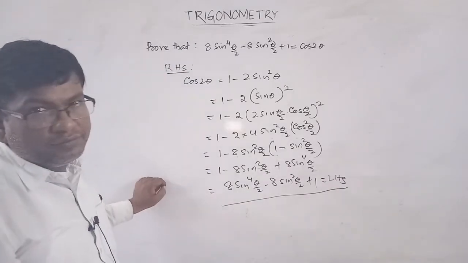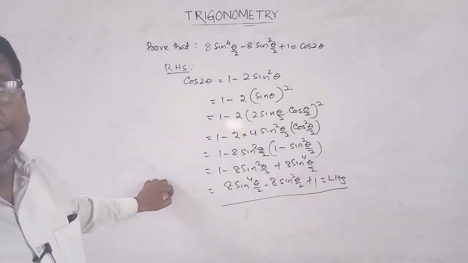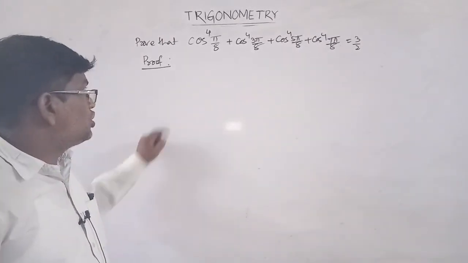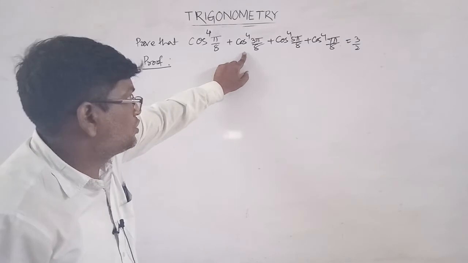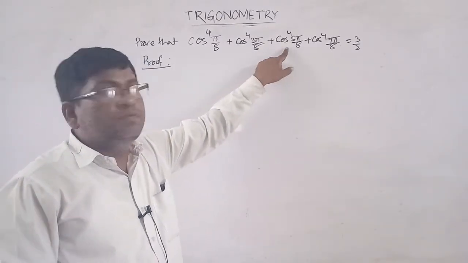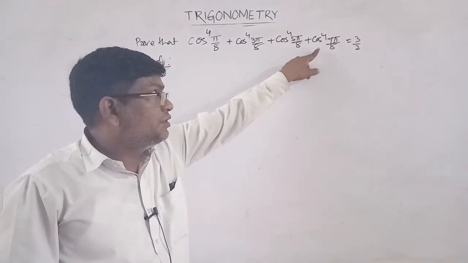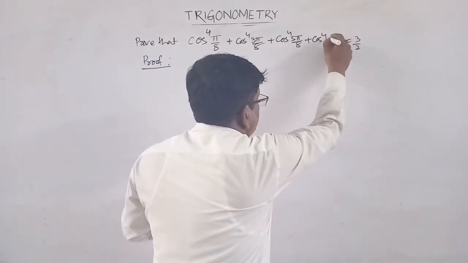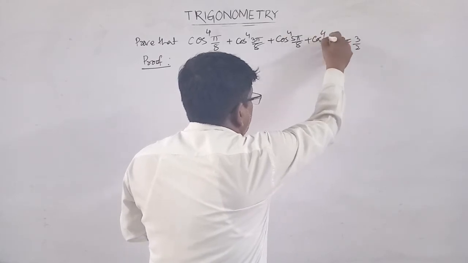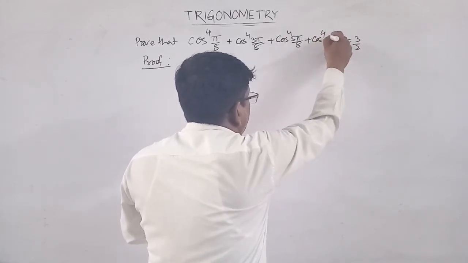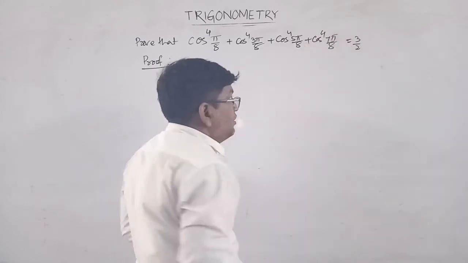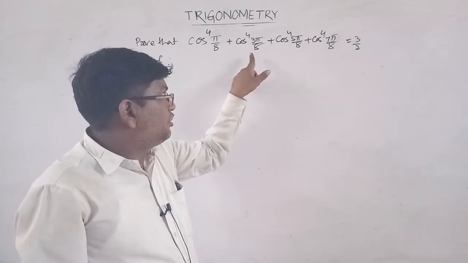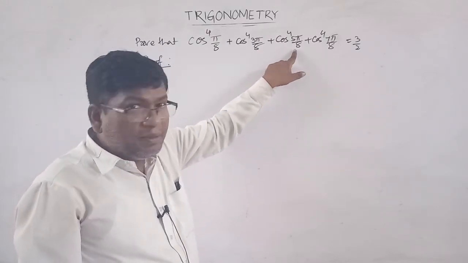Okay. So now another question. Prove that cos 4 pi by 8 plus cos 4 3 pi by 8 plus cos 4 5 pi by 8 plus cos 4 7 pi by 8. Okay, this is 7 pi by 8. And pi by 8 plus 7 pi by 8 is equal to what? Pi. 3 pi by 8 plus 5 pi by 8 is equal to pi.